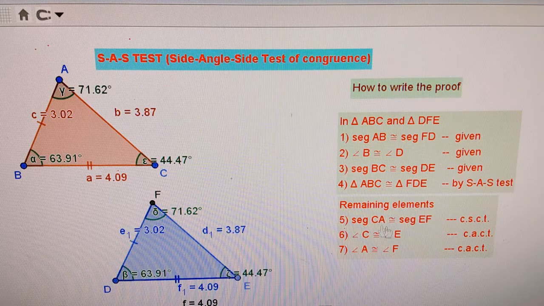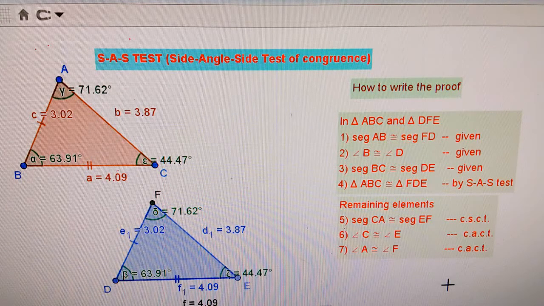Segment CA is congruent to segment EF, as well as angle C is congruent to angle E, and angle A is congruent to angle F. The reason is corresponding angles of congruent triangles, and for segments we can write corresponding sides of congruent triangles.